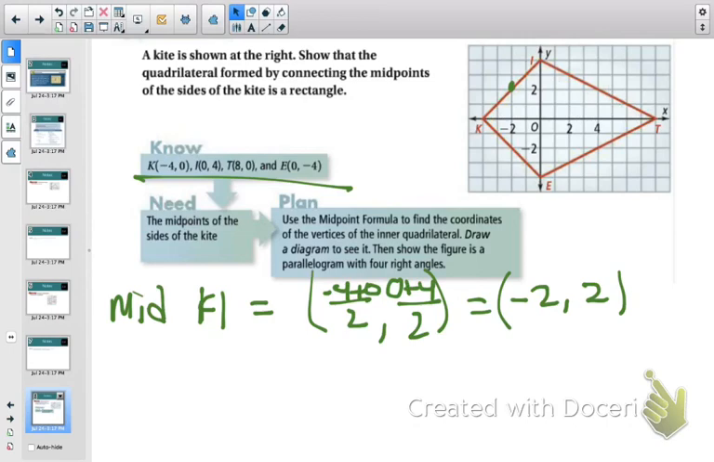Okay, then we need to do IT, the midpoint of IT. And I is 0, 4, T is 8, 0. So we're looking at these two now. The x values are 0 and 8, so 0 plus 8 divided by 2. Y values are 4 and 0.